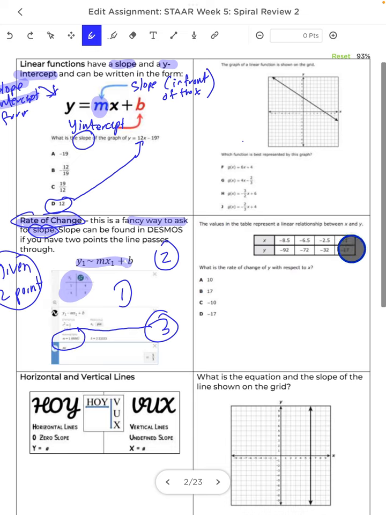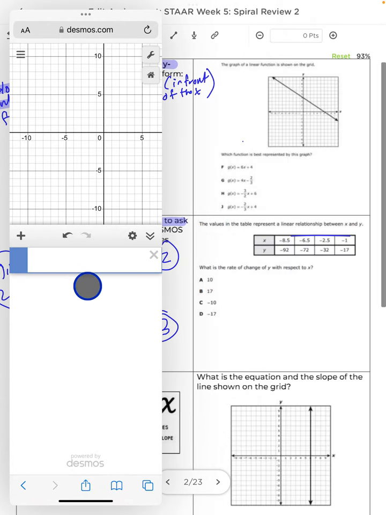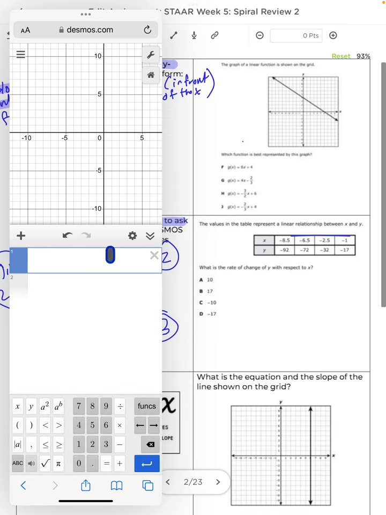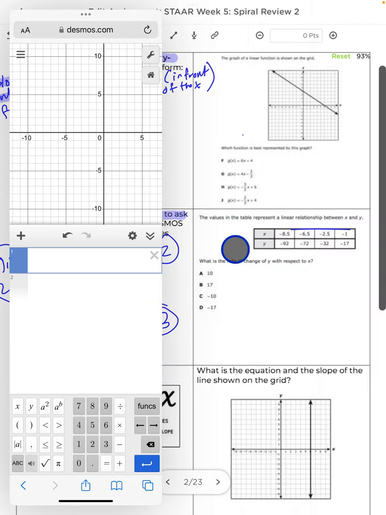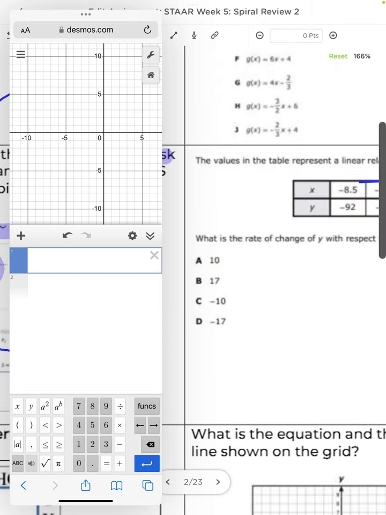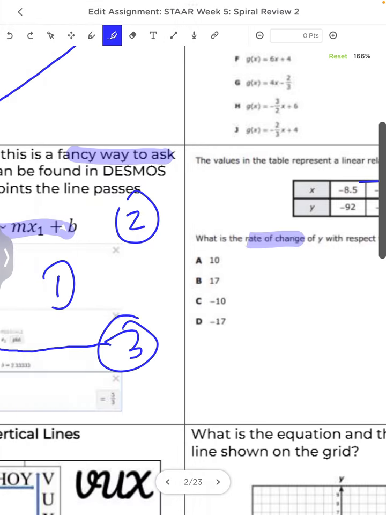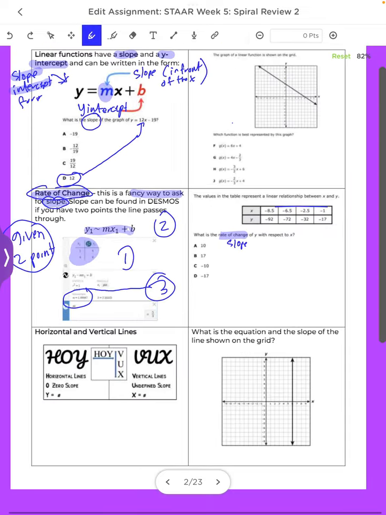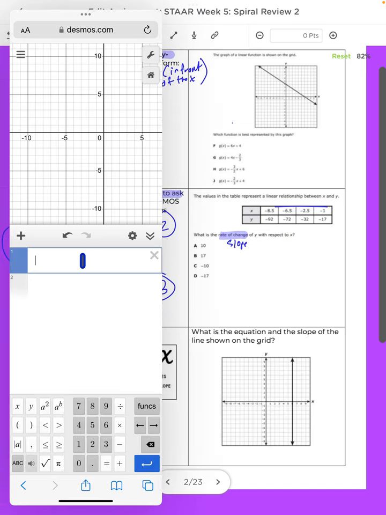It says, which one is represented by this? So we want to make sure that we have our Desmos. Let's go ahead and pull this up. The first thing I said is add our points. They want us to find the rate of change on this, right? So we know that rate of change means the same thing as slope. On this one, all they give us are these points right here, and they want us to find the slope.